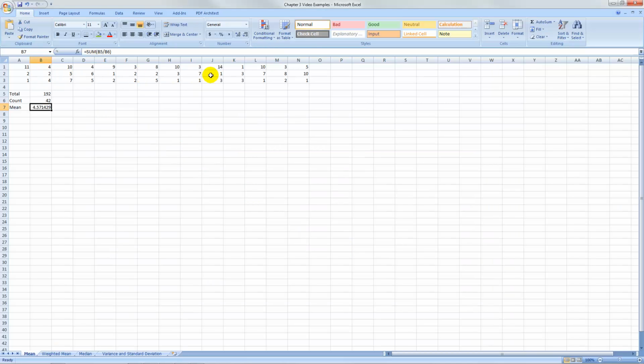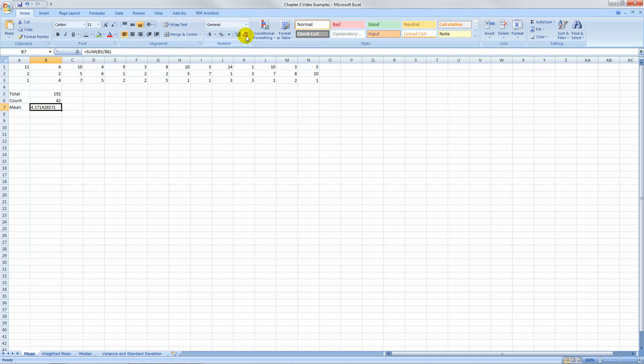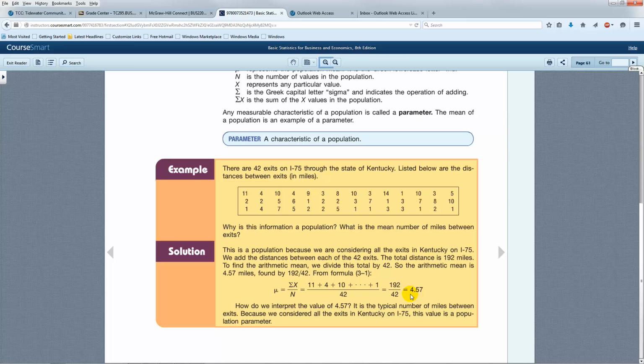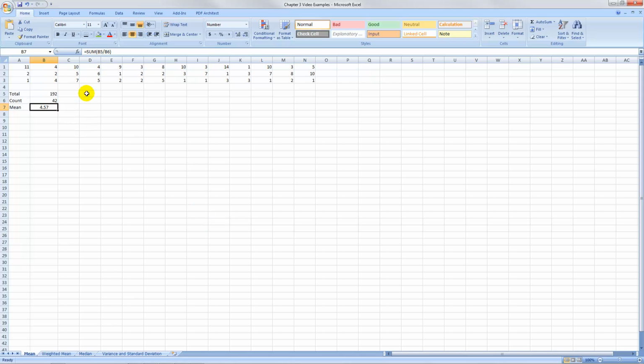So if we add all these numbers together, the number of numbers that we have is 42, and they total 192. And then when we take 192 and we divide it by 42, we get 4.571429. And when we round that off, whoops, that's not what I wanted to do. I wanted to remove decimal points. Make this column a little bit smaller again. Oh, too small. Okay. We get 4.57 miles. And when we look back at our book, it says that the mean is 4.57. So we calculated this correctly.